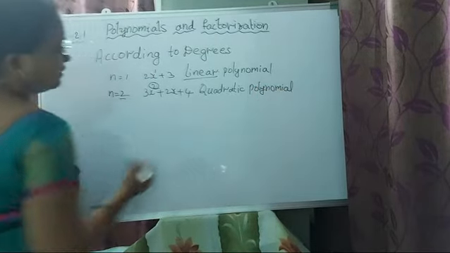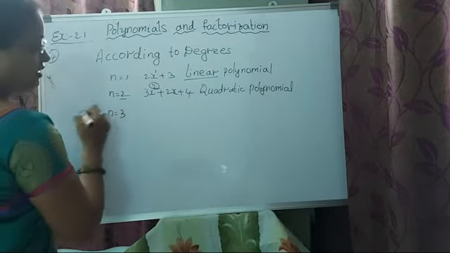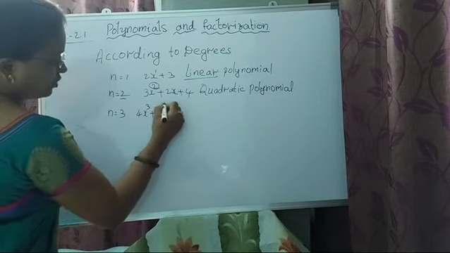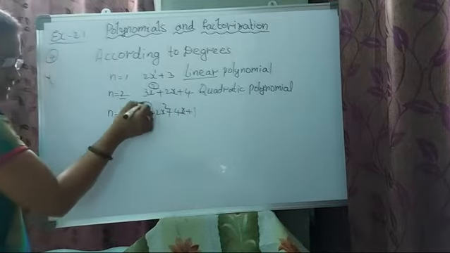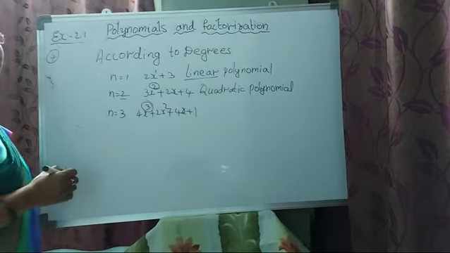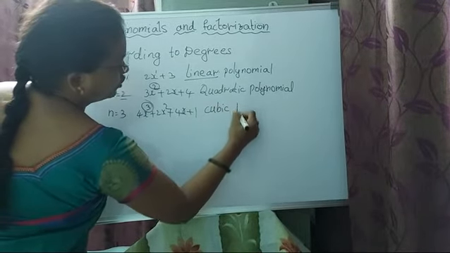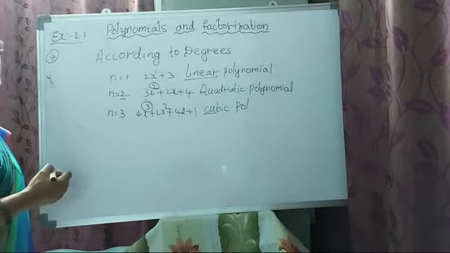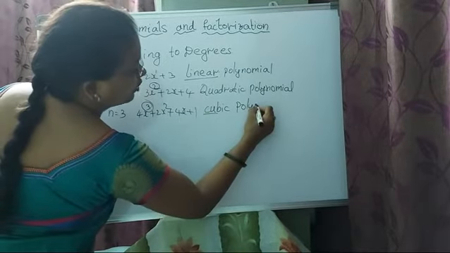Quadratic polynomial. If the degree is 3, n = 3, that is 4x³ + 2x² + 4x + 1, here the highest power is 3. So we call it a cubic polynomial. The name itself says it: cube means 3, so cubic polynomial.